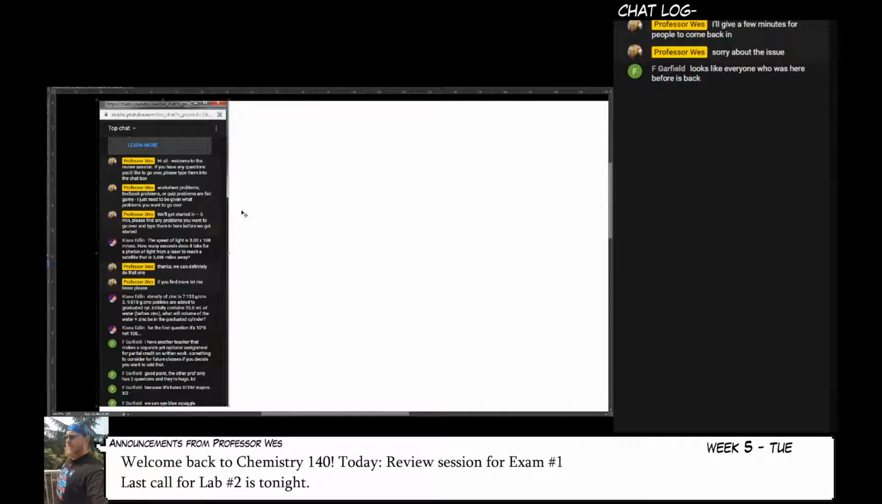So we'll do this first one right here. Oops, that's not the pen tool. There we go. So I'm going to start here. The speed of light is 3 times 10 to the 8 meters per second. How long does it take for a photon of light from a laser to reach a satellite 3,486 miles away? So this is my distance.